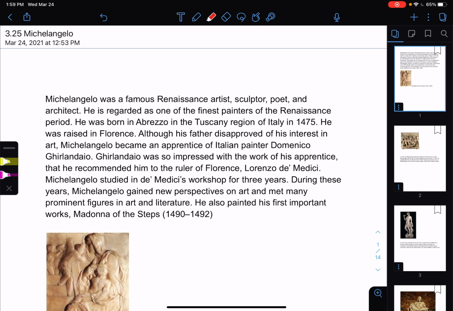Michelangelo was a famous Renaissance artist. He was an artist, a sculptor, poet, and architect. Some people might say that he is a Renaissance man, because a Renaissance man or woman is a person that is skilled in many different fields. For example, today you find a mathematician, a singer, an artist, an astronomer, someone that does plays. That can be considered a Renaissance man or woman. It's a person that has many different skills.